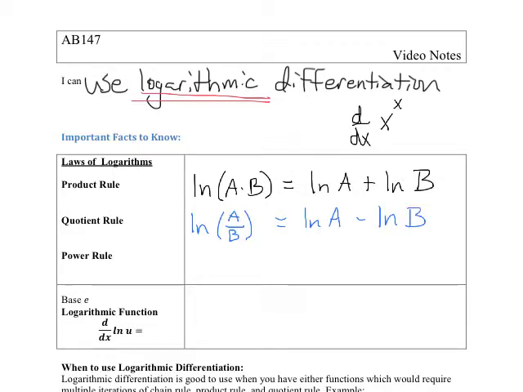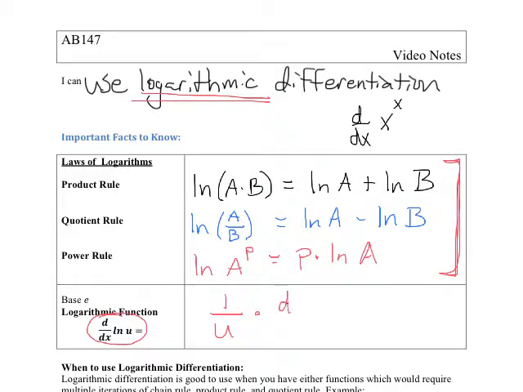And then finally my power rule says that if I have the natural log of a to some power, that is the same as saying power times the natural log of a. So we're going to use these 3 rules extensively in logarithmic differentiation. And then a quick review: if we want to take the derivative of the natural log of u with respect to x, that's going to be 1 over u times du dx. That's the chain rule right there.